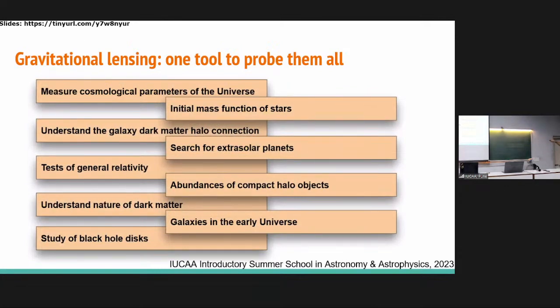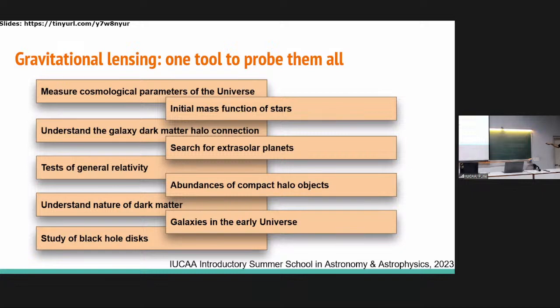You can measure cosmological parameters of the universe. You can measure things like the initial mass function of stars, which means when stars form, if a certain amount of star formation has happened, how does this star formation distribute in different masses? You can learn about that. You can understand the connection between galaxies and how galaxies form within their dark matter halos. You can search for extrasolar planets.